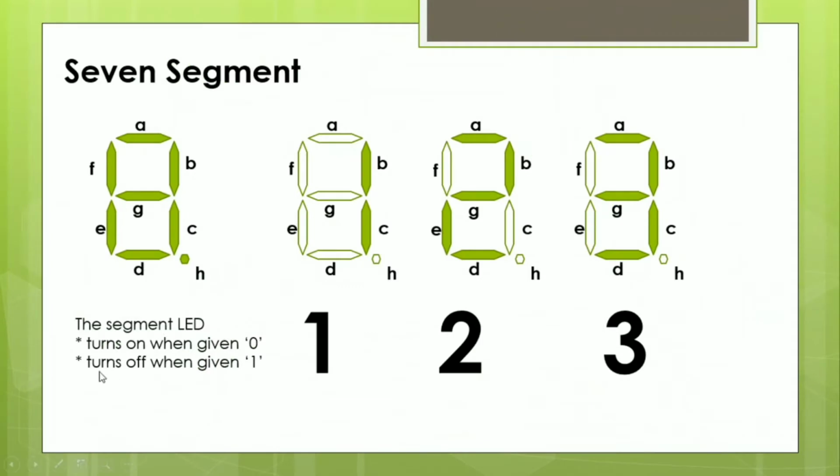So 7 segment display. Why is it called 7 segment display? Because to represent any character, we make use of 7 segments here. Which are these segments? LED segments. They are A, B, C, D, E, F and G. You have one more segment which is H, which is used to represent the decimal point.